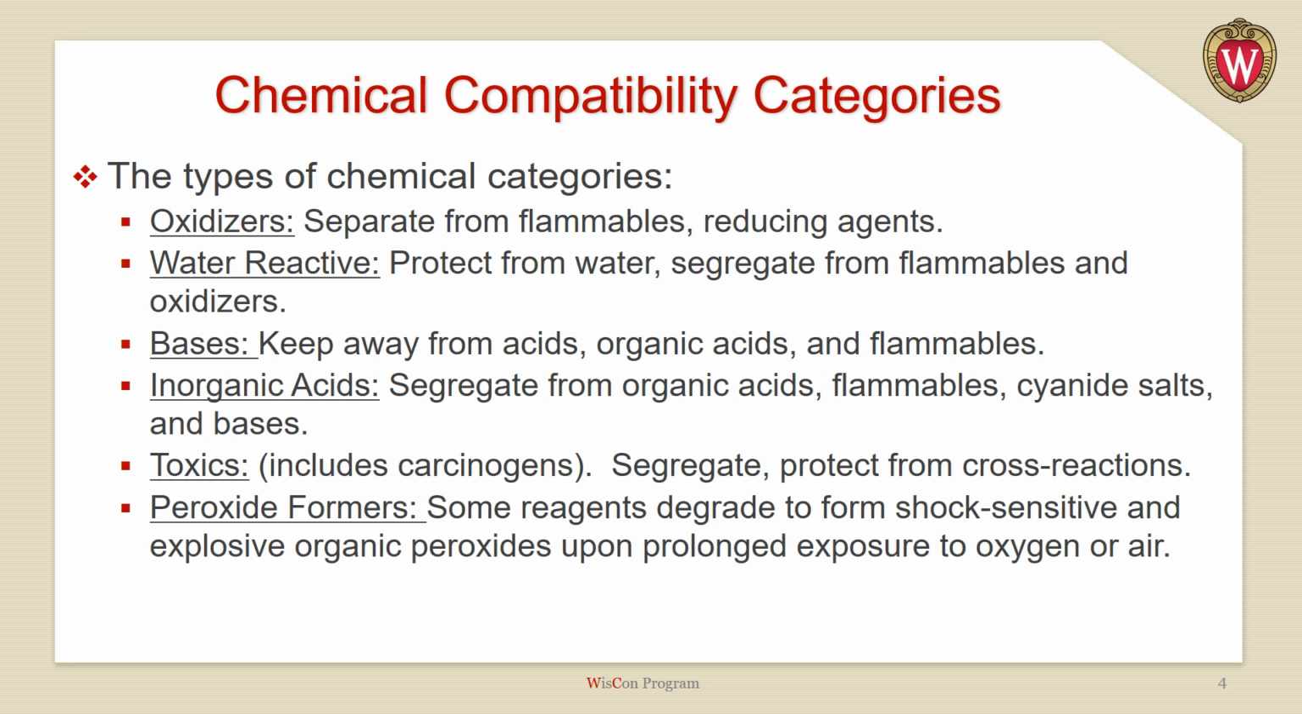Chemical compatibility categories. The types of chemical categories: oxidizers, separate from flammables and reducing agents. Water reactive, protect from water, segregate from flammables and oxidizers. Bases, keep away from acids, organic acids, and flammables. Inorganic acids, segregate from organic acids, flammables, cyanide salts, and bases.